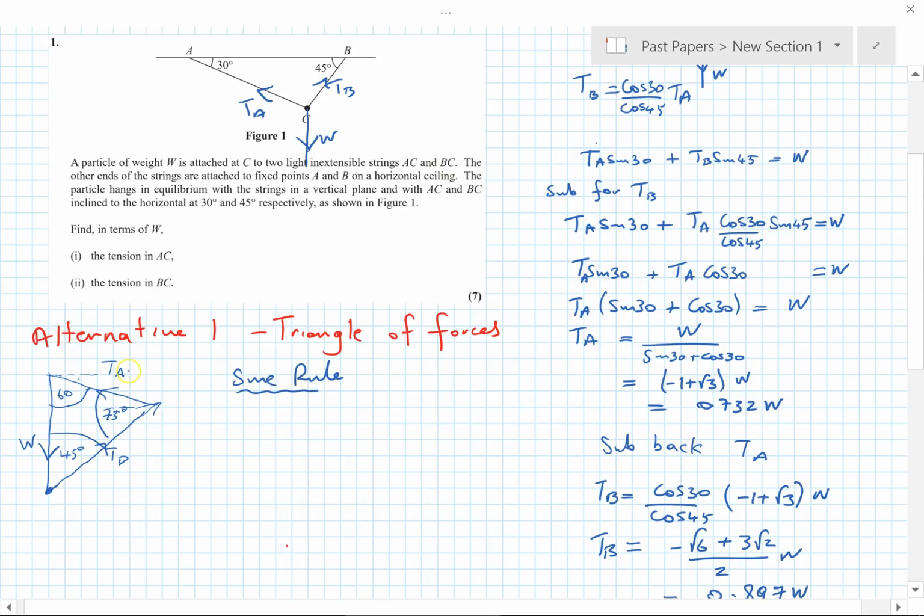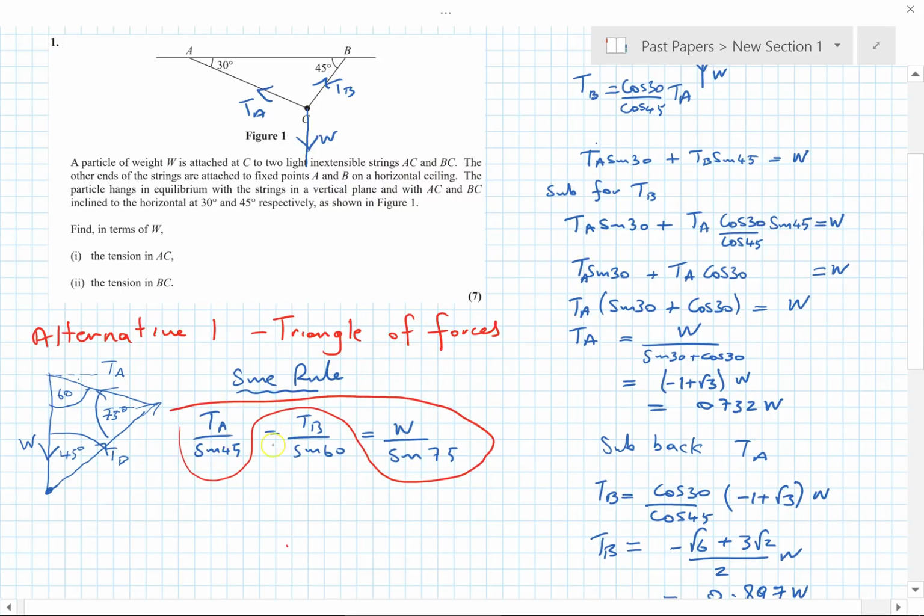We can say that TA divided by the sine of the angle opposite is equal to TB divided by the sine of the angle opposite, is equal to W divided by the sine of the angle opposite, sine 75. Okay, so now we can get TA and TB without having to do any substitution at all, because it all comes out in this. So looking at TA, we're looking at this part of the equation here. TA over sine 45 is equal to W over sine 75.